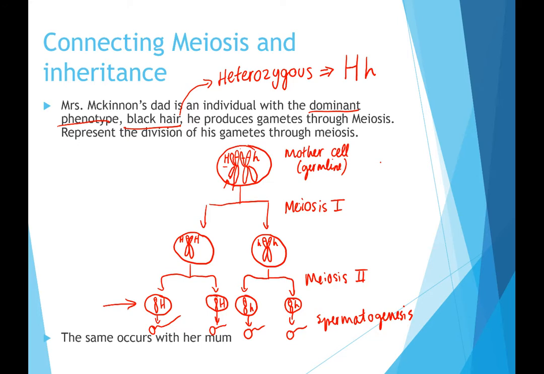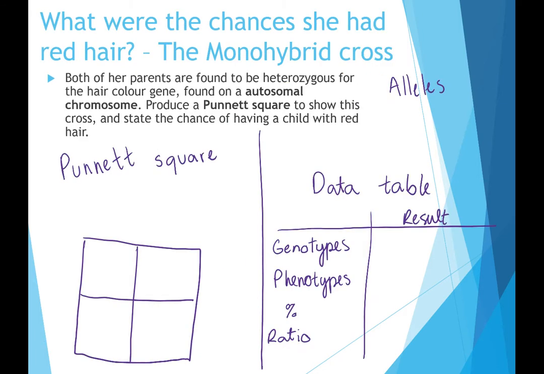All right. The same exact thing is going to happen with her mum. All right, and her mum was also big H, little h. She's also heterozygous. All right, so what were the chances that she had red hair? Let's talk about this monohybrid cross. Okay, so both of her parents were found to be heterozygous, like we said, for the hair color gene, found on an autosomal chromosome. All right, we're going to produce a Punnett square to show this cross, and we're going to state the chance of having a child with red hair.